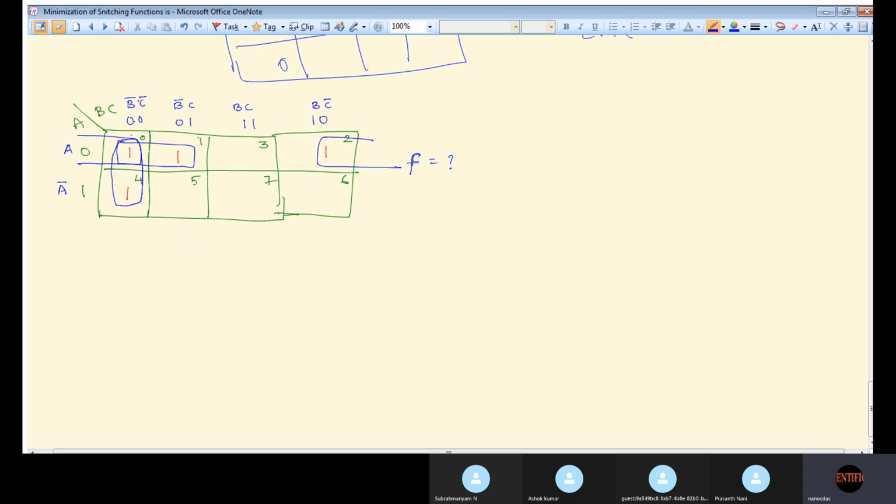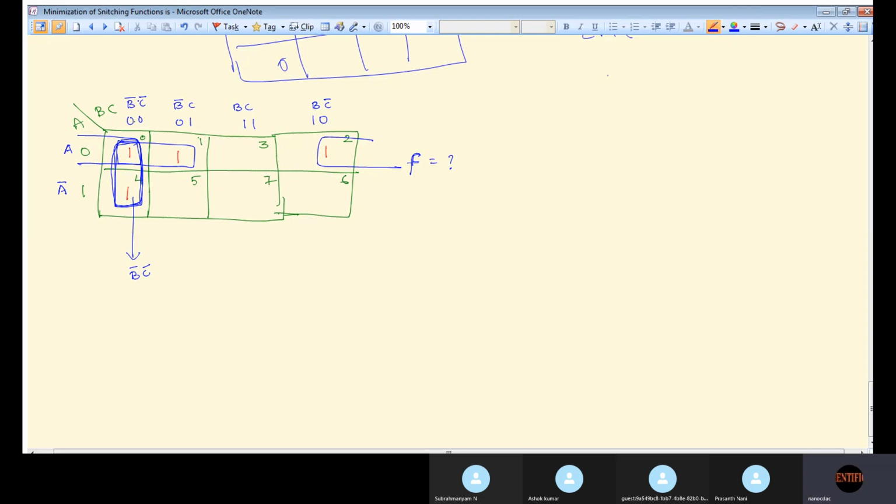Okay, so look, if you see these two cells, how do you define this? The corresponding term for these two cells is equal to what? Yes, good Subramanyam. How do we write the equation for the corresponding two cells? B bar C bar. Okay.